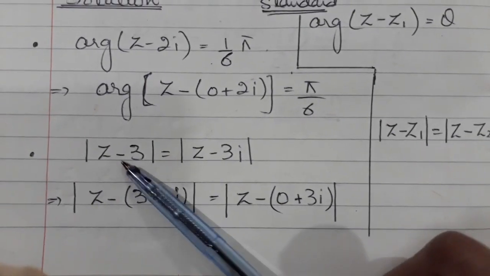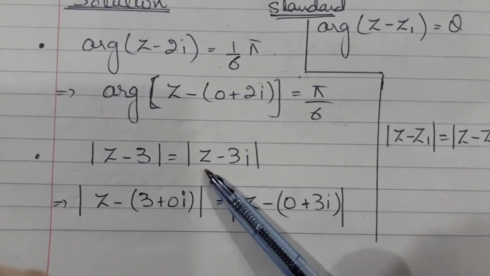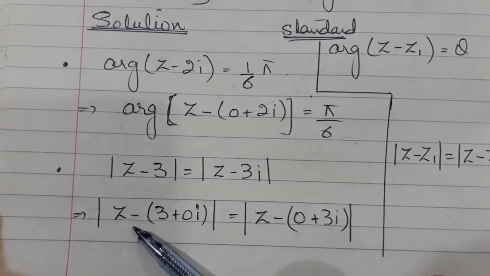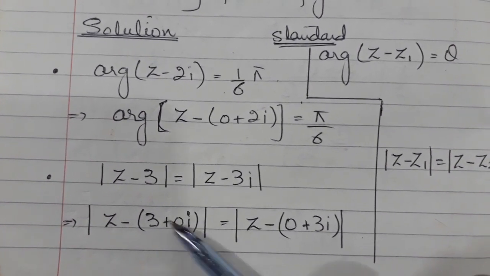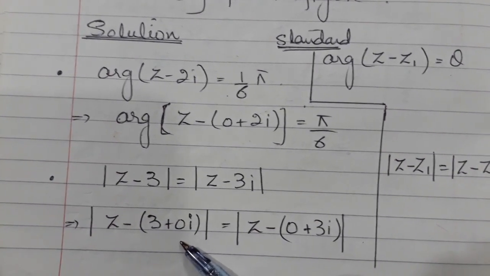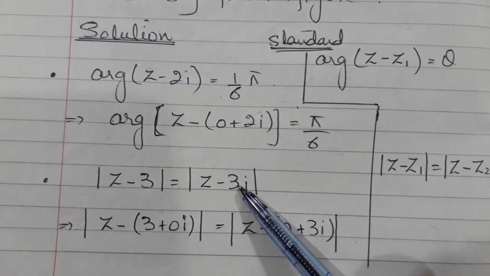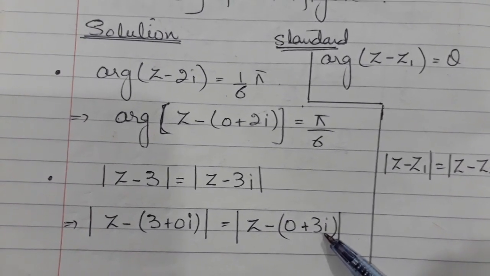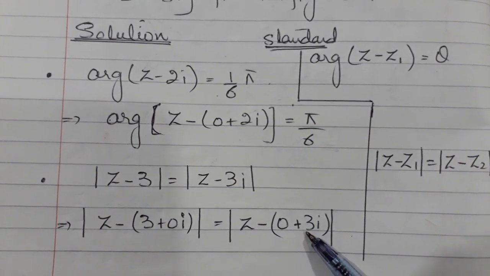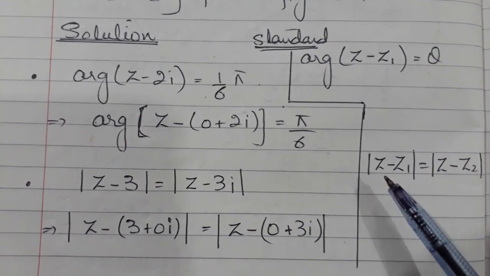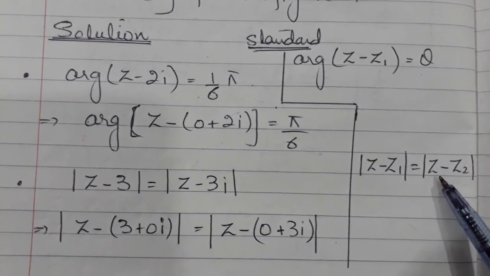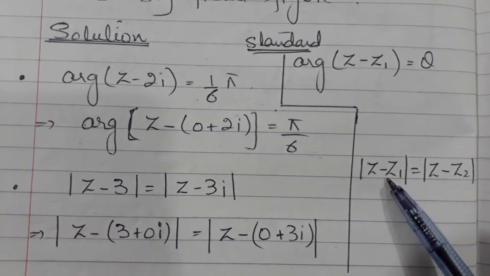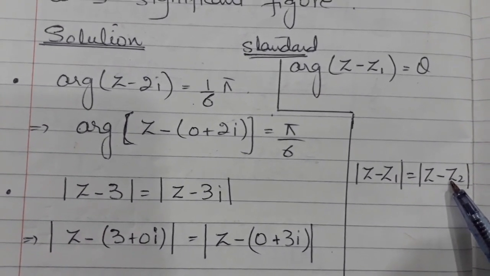Okay, the second locus given to you is modulus of z minus 3 equals modulus of z minus 3i. So if I write it in the standard form, it is z minus bracket 3 plus 0i, because there is no imaginary part given here. So it is 0i. In this case, no real part is given, so z minus bracket 0 plus 3i. So these are my two fixed points. And we have seen in the previous video that when the locus is given in this form, it means it is a perpendicular bisector of the line which is joining the z1 and z2 points.